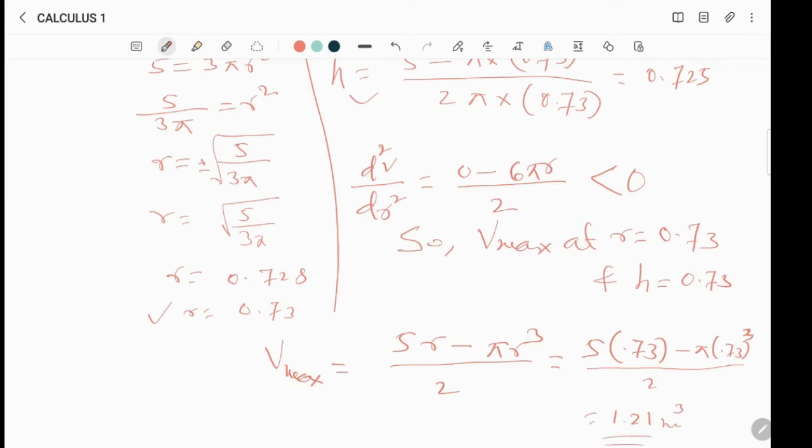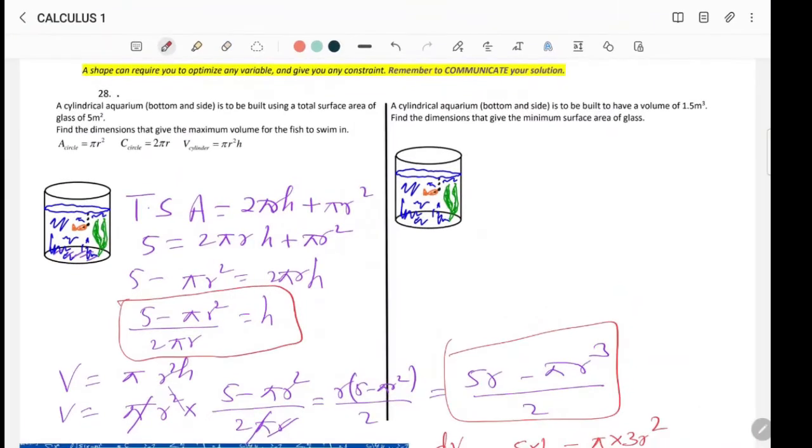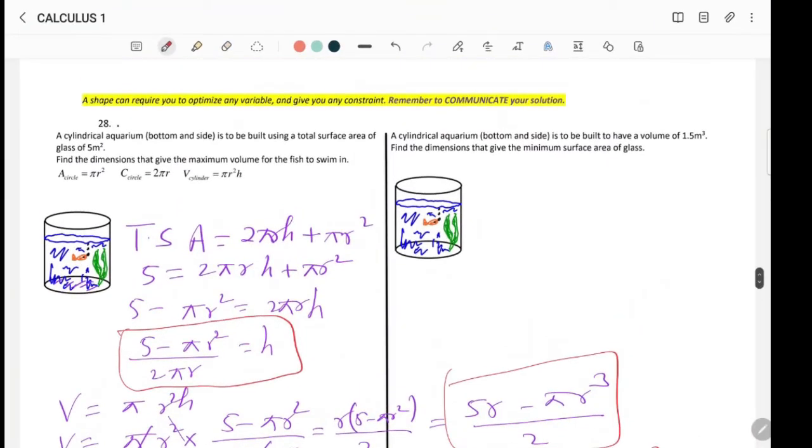Okay, now let's move to the next question. That says a cylindrical aquarium, bottom and the side, is to be built to have volume 1.5 meter cube. Okay, find the dimensions that give the minimum surface area of the glass. Side and bottom. Okay, so bottom and side. So top is open now.